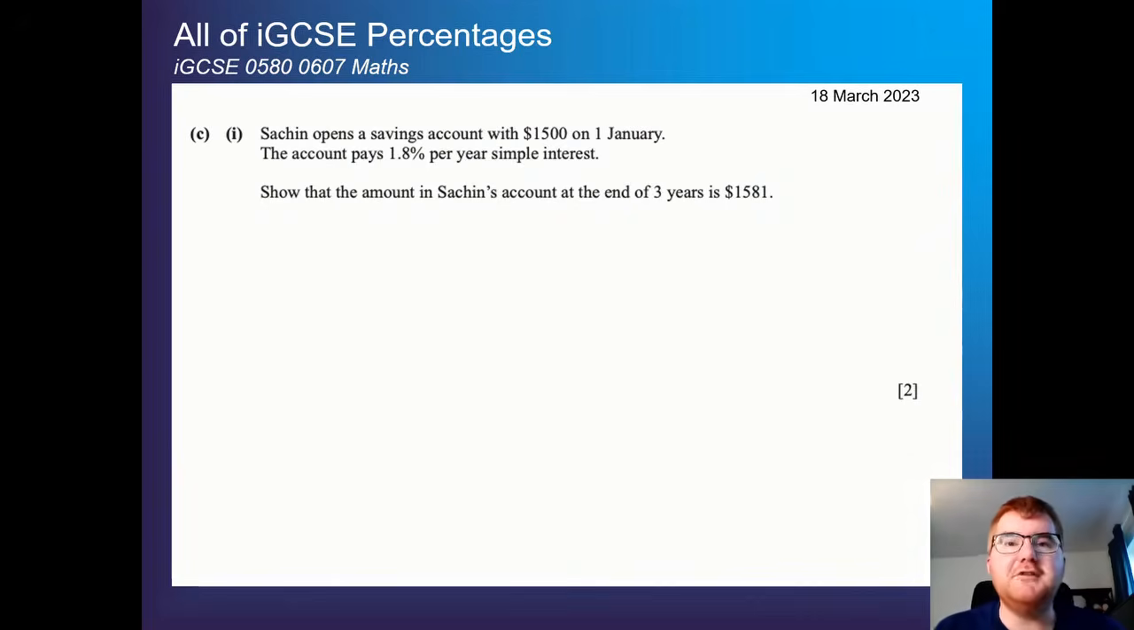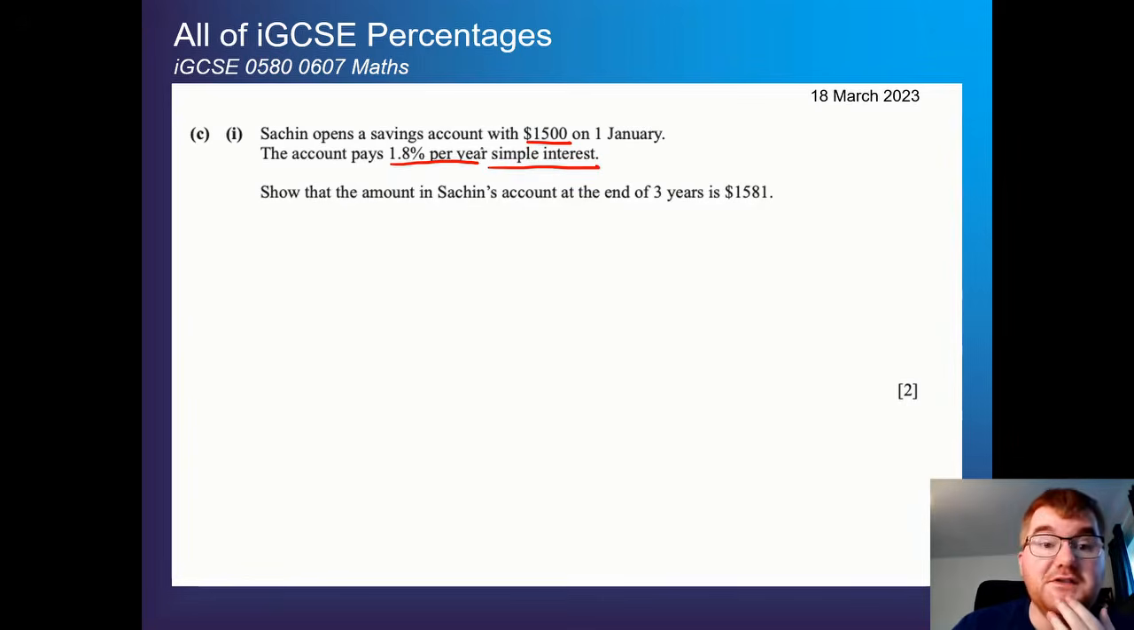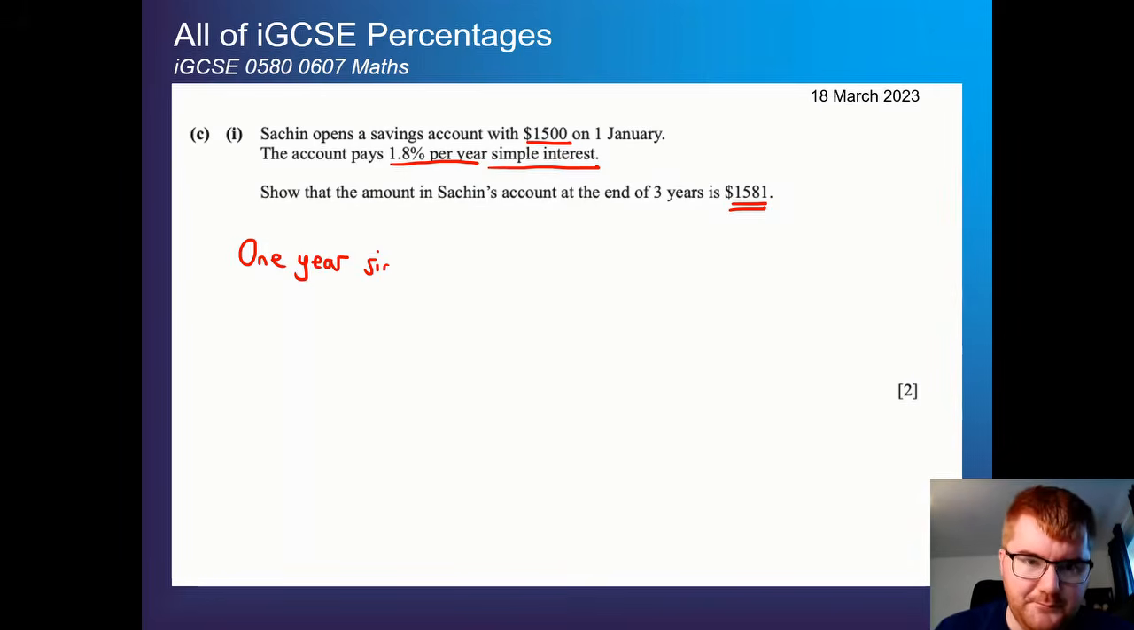Now, Sachin and Britta do have some savings accounts as well, which we're going to look at in this particular question. So Sachin opens it up with $1,500 on the 1st of January, and it pays 1.8% per year simple interest. So we've seen that phrase before in the previous question, and we want to work out that he has 1,581 at the end. So the first thing we're going to do is work out 1 year simple interest. That's going to be the first thing that we can calculate here.